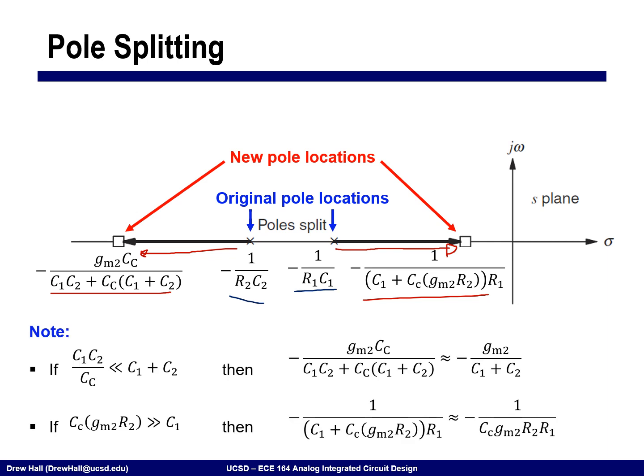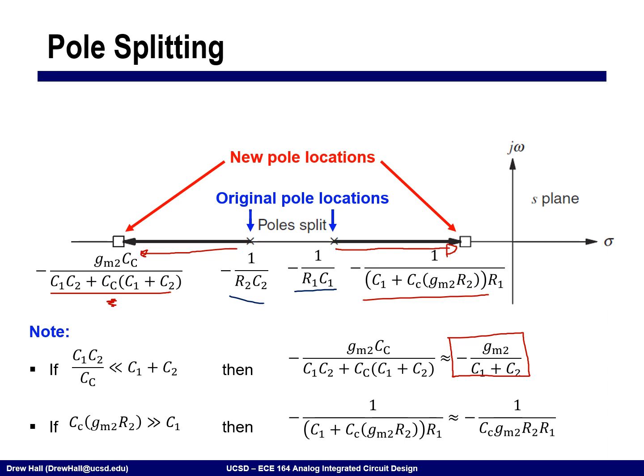Okay, so a couple of things that help for simplifications. If C1 times C2 divided by CC is much less than C1 plus C2, okay? This is often the case if you think about this when you're adding CC that is somewhat reasonable in size, okay? Then the second pole simply turns into minus GM2 divided by C1 plus C2.